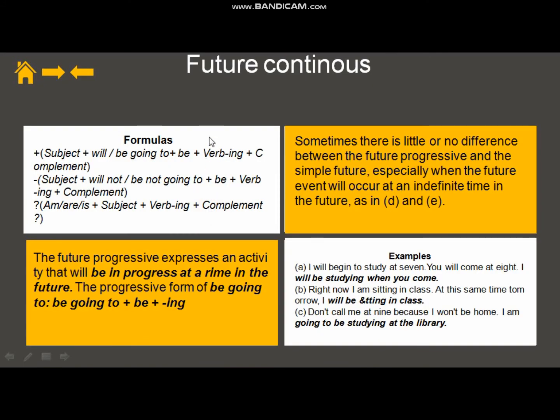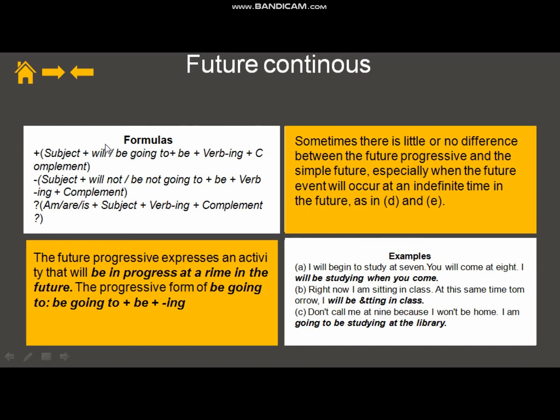And the next is future continuous. The future continuous, or future progressive, expresses an activity that will be in progress at a time in the future. The progressive form of be going to plus be. Sometimes there is little or no difference between the future progressive and the simple future, especially when the future event will occur at an indefinite time in the future.